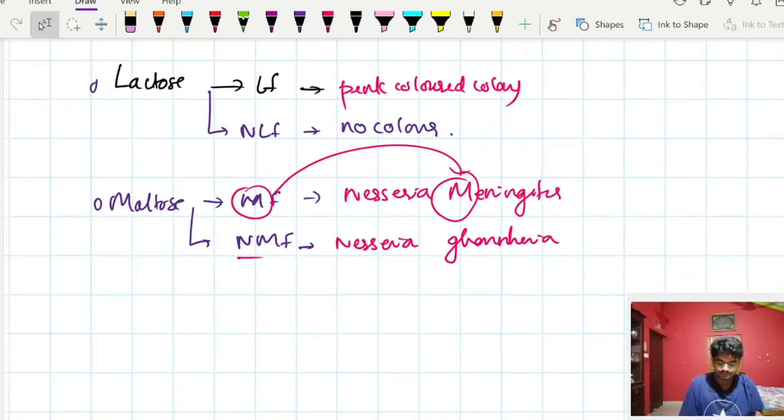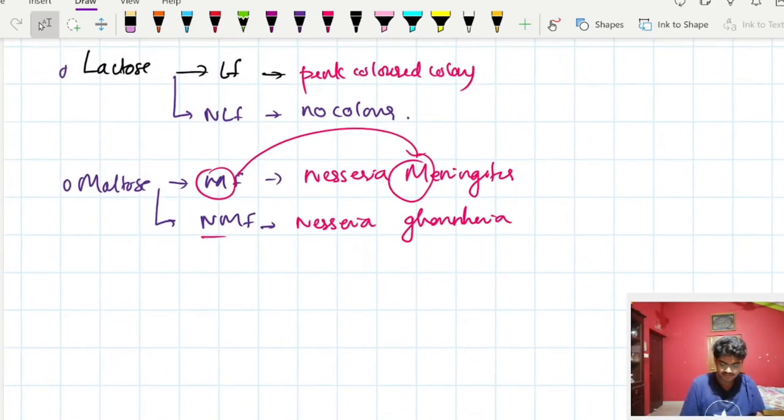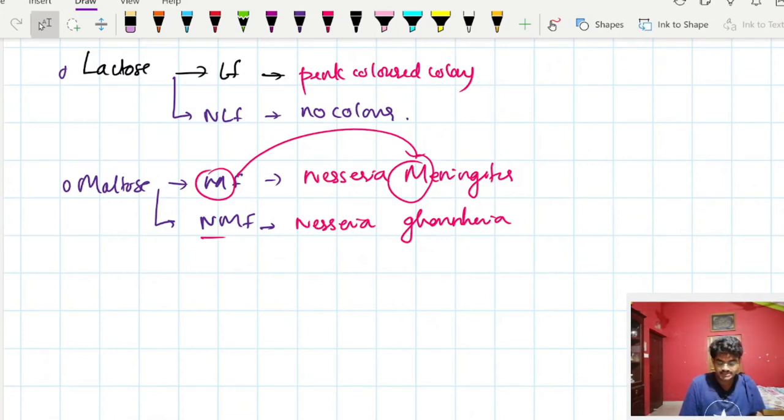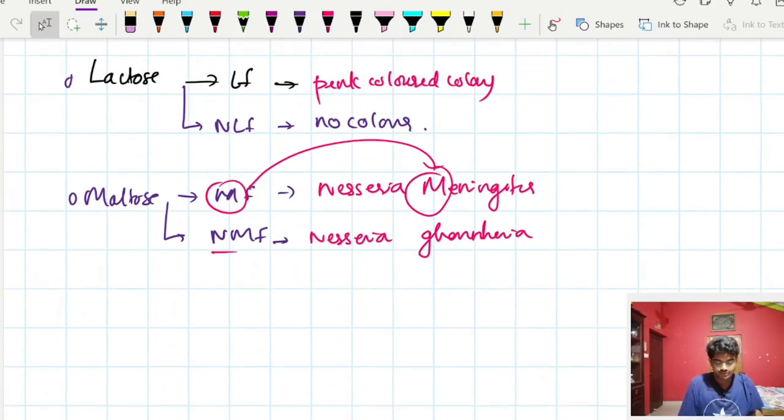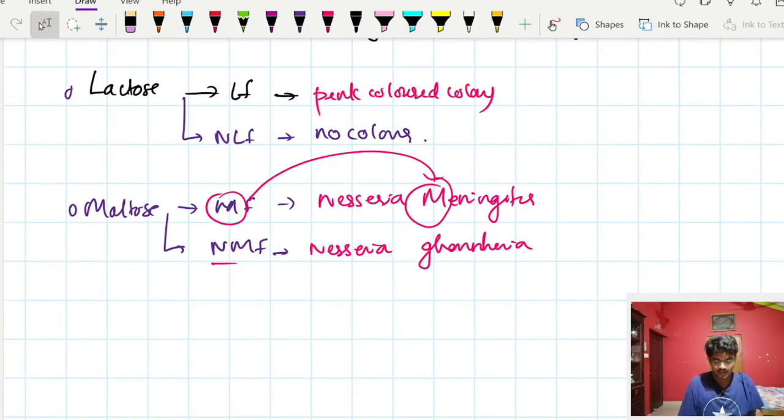Okay, Neisseria gonorrhea, which produces infection in cervix. Okay. But Neisseria meningitis produce inflammation under meninges of brain. So you see, from fermentation, we can identify and classify.